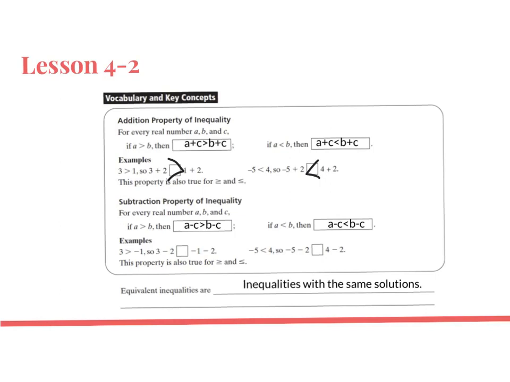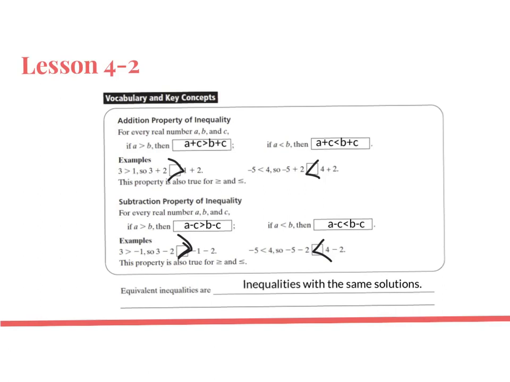And the same with subtraction. If you have 3 is greater than -1, and you subtract 2 from both sides, now you have 1 is still going to be greater than -3. And then -5 is less than 4. And if we subtract 2 from both sides, now we've got -7. Well, that is still less than 2.